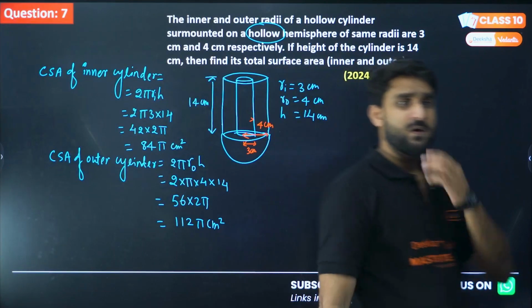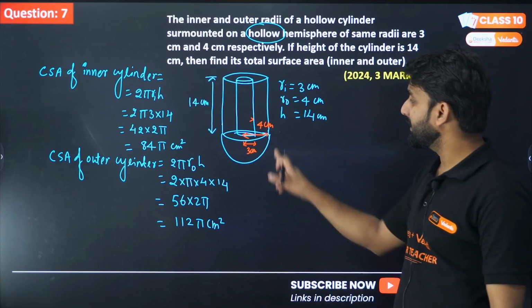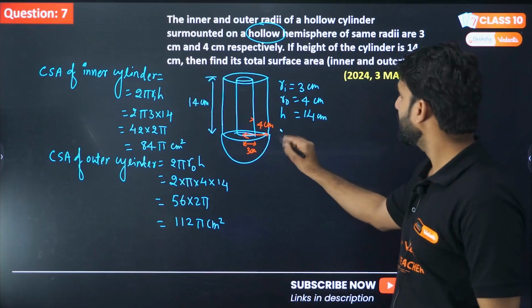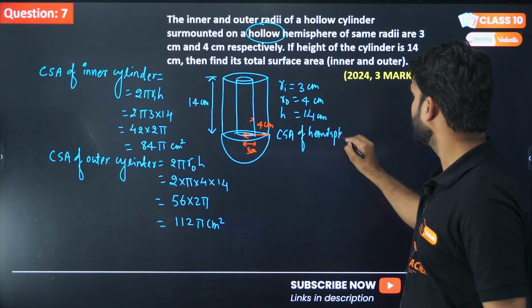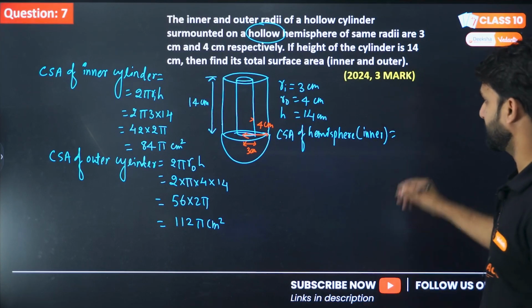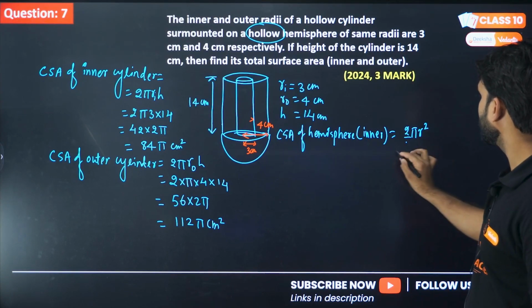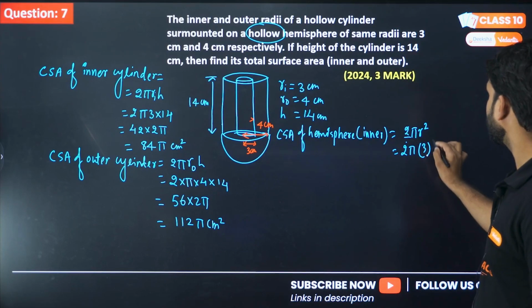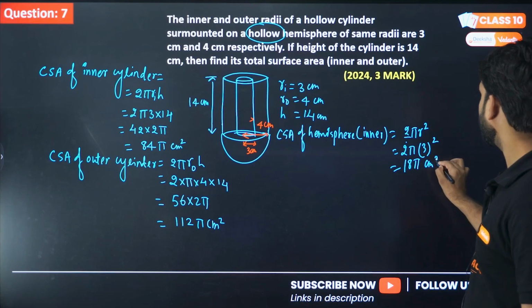Now, in the same way, find out the curved surface area of the hemisphere, because we can also see the hemispherical part here, and only the curved surface area part is visible. So the curved surface area of the hemisphere, and I'm taking the inner first. The formula of curved surface area is 2 pi r square. So 2 pi and the inner radius is 3 square. So this will be 9 twos are 18 pi centimeter square.